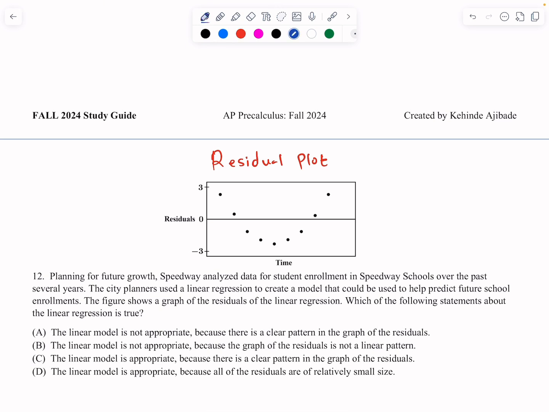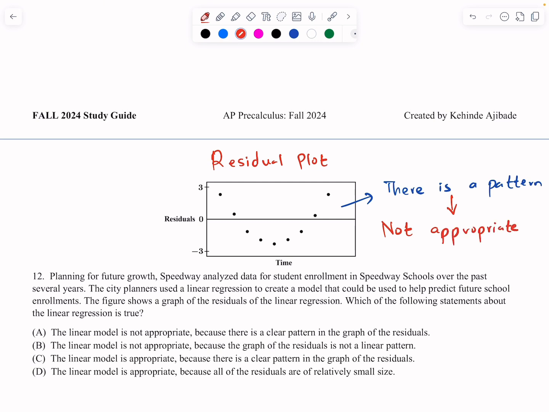For the residual plot, I can see that there is a pattern. Look at all those points, they follow a particular pattern. And we know that if there is a pattern, it means that the model is not appropriate. So it means that this model is not appropriate.